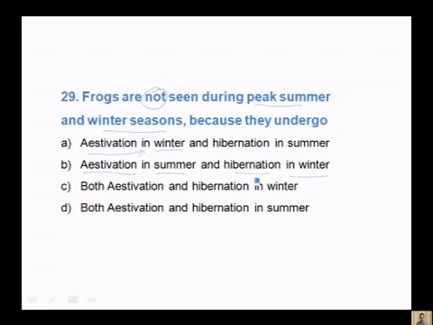Hibernation in winter season is also called the winter sleep, and estivation is called the summer sleep.